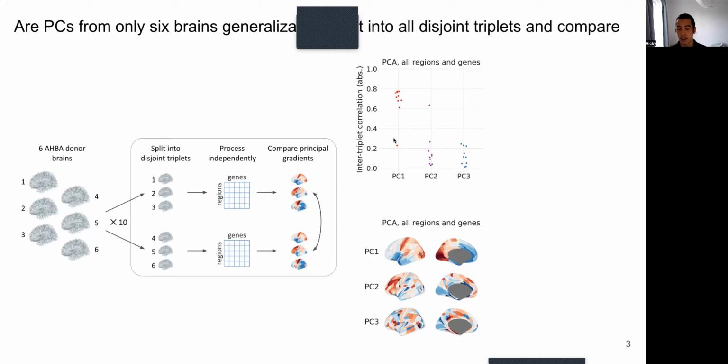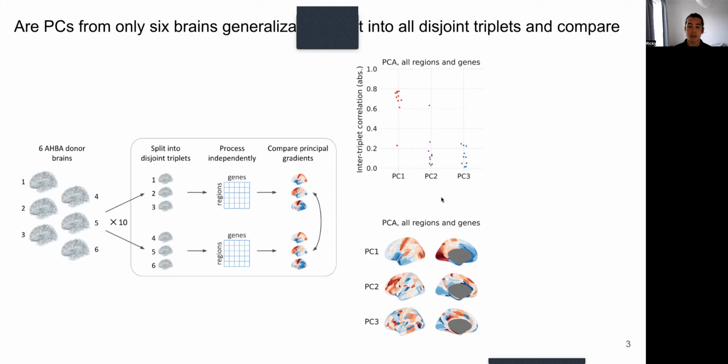Here on the right, you see the results of doing this for the first 3 principal components. Each of the dots here is a comparison between one of the ways of splitting the 6 brains into disjoint triplets. You can see that for the first principal component, most of the 10 pairs are highly correlated, around 0.7. But for PC2 and PC3, they're not very correlated at all, only about 0.1. And when you plot them on the brain, they look much noisier and not like the smooth gradient that we see for PC1. So maybe PC1 is all there is.